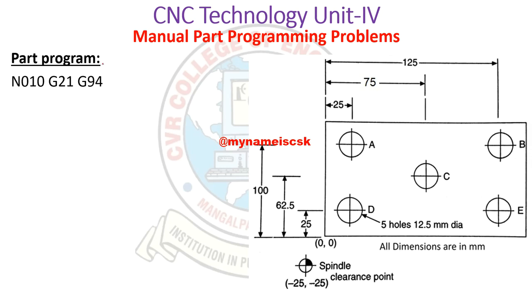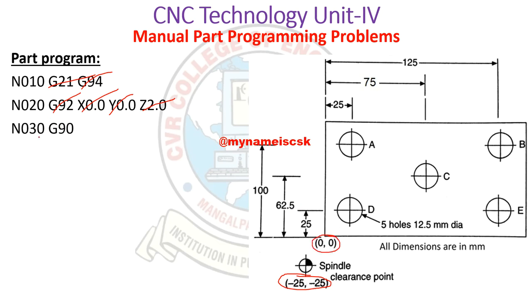Next we will start programming. So G21 and G94 are common for all the part programming. Next, home position or floating 0. So floating 0 we are keeping as x0 y0 and z at a height of 2 mm. At this one we are keeping our spindle reference at minus 25 minus 25, but we are keeping the floating 0 at this origin, and we'll use the absolute coordinate system.